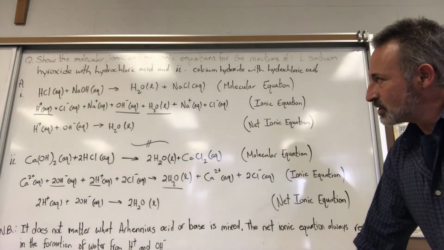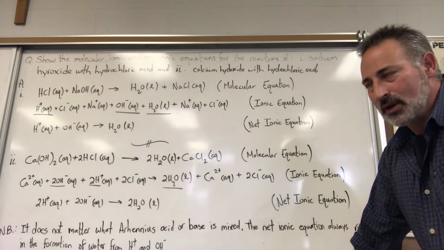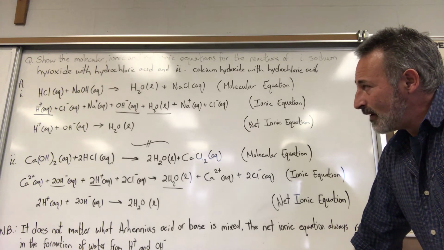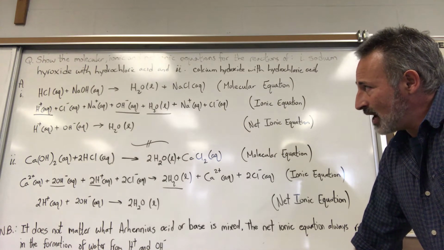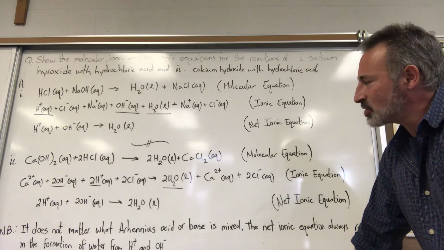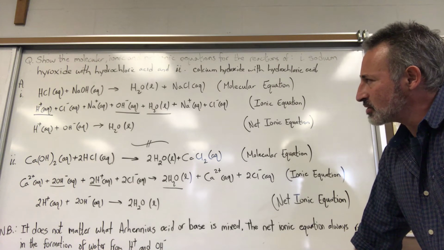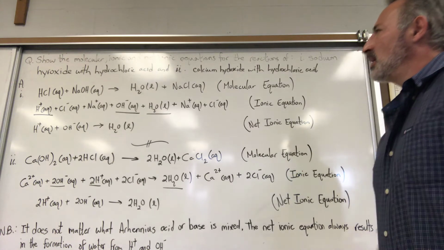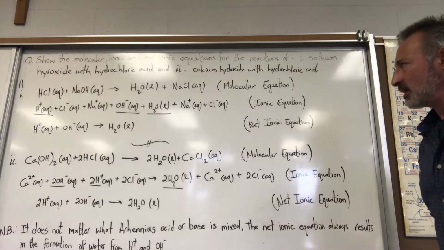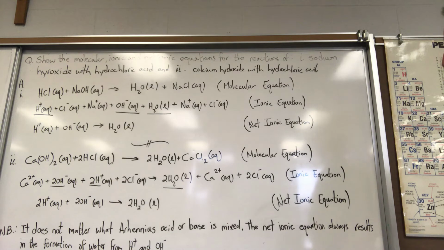Hello class, this is the answer to the homework question you had yesterday, and it is a typical acid-base reaction using a strong acid and a strong base, so a mineral acid and a strong base. So the question is, show the molecular, ionic, and net ionic equations for the reaction of first sodium hydroxide with hydrochloric acid, and second calcium hydroxide with hydrochloric acid.